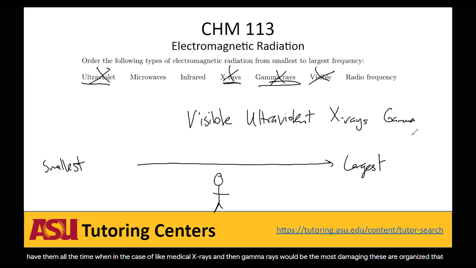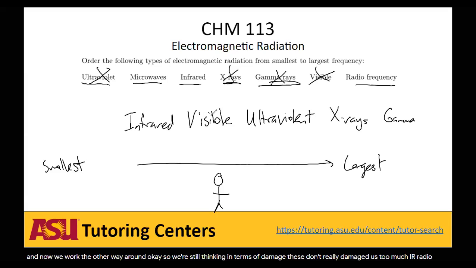And now we work the other way around, okay? So we're still thinking in terms of damage. These don't really damage us too much: IR, radio frequency, and microwaves. The way that they would be organized, the most damaging of these three is infrared radiation. And then it's microwaves.